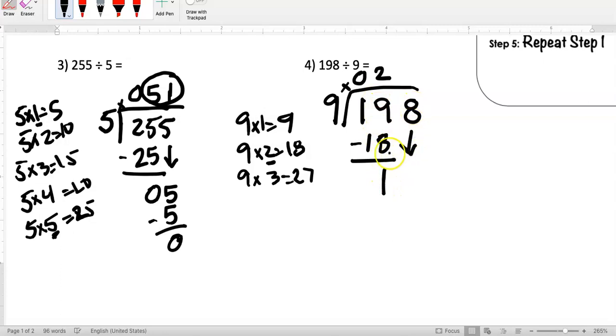Bringing down my 8. We just did the work here. 9 times 2 is 18, so 9 goes into 18 twice again. 2 times 9 gives you 18. 18 minus 18 is 0. My quotient is 22. Don't forget, you don't want to add that 0. It doesn't mean anything. It doesn't add any value. Your answer is simply 22.